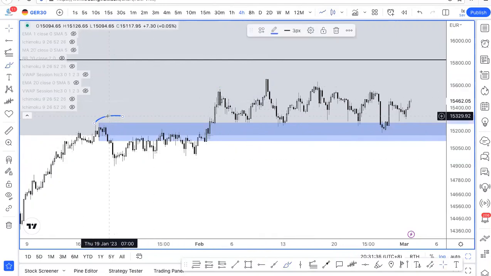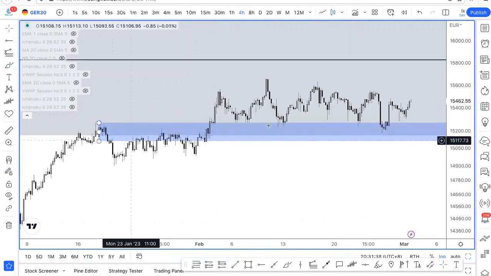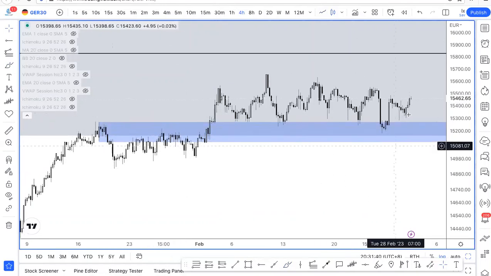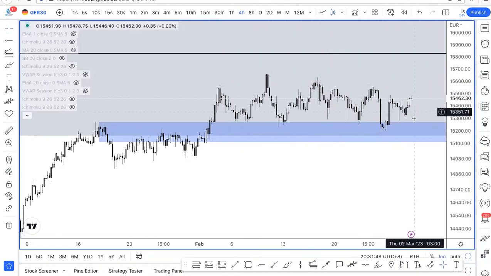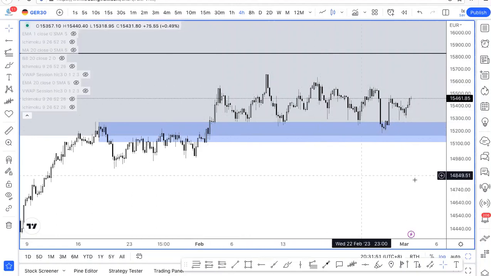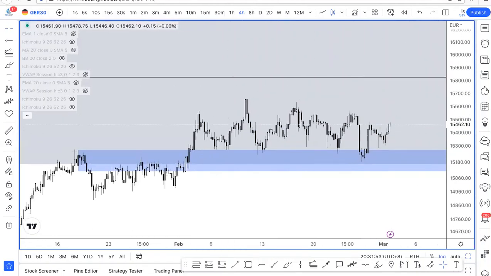Okay, so let me just remove this, right? So we have the daily zone, but you can see that right now, price has reacted to the daily zone and we're seeing a pullback. So over here, what we're trying to find is if there are any resistance areas that price is currently testing, right? And these are areas that we can potentially take shots from. So in this case, this is the resistance area.